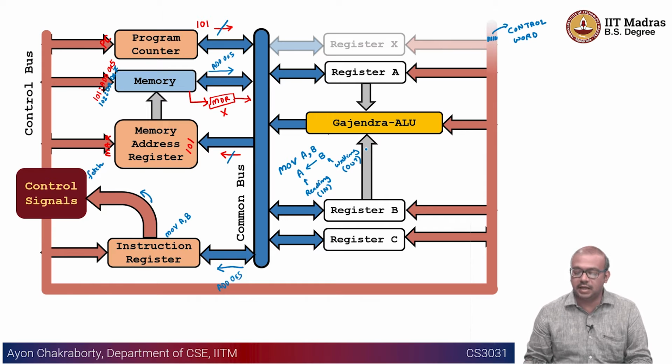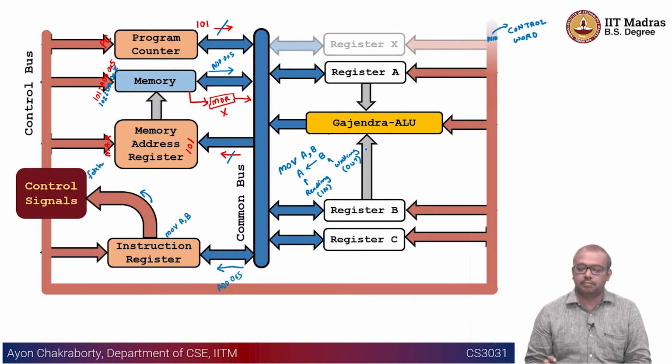And not only that, everybody else has to be silent at that time when register a is reading. Program counter or memory address register or memory or register c, nobody should write. ALU, nobody should write to the common bus. One and only person or the component who should write to the common bus at that time is b. B is given the explicit permission to write to the common bus and nobody else.